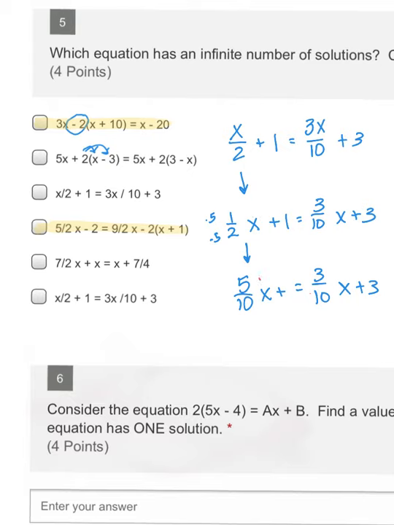We can see pretty easily that these are not going to cancel out, are they? They are not the same. Therefore, this is one solution. So for number 5, there were only 2 right answers.